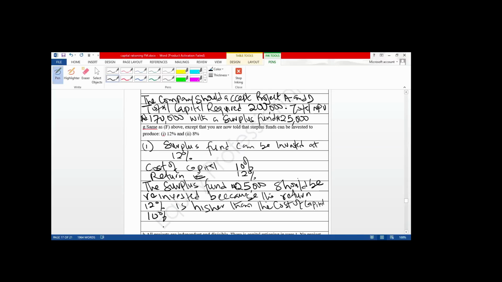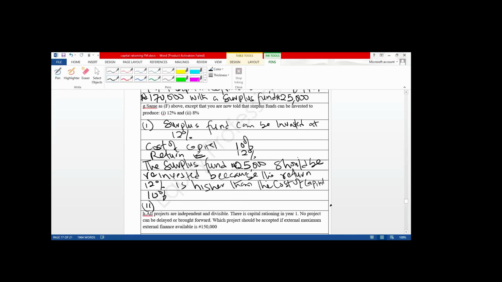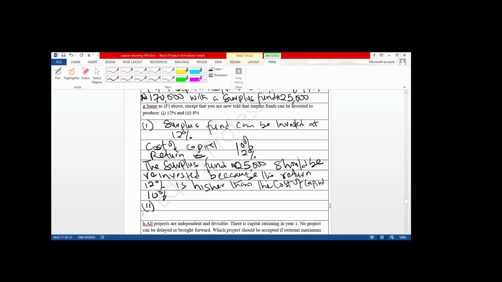But look at scenario 2. It will produce a return of 8%. What will be your comment? Esther? The surplus fund should not be reinvested because the return is lower than the cost of capital. Thank you. The surplus fund should not be reinvested.